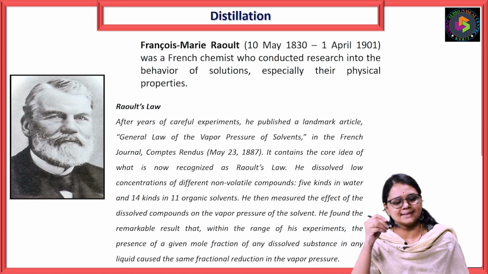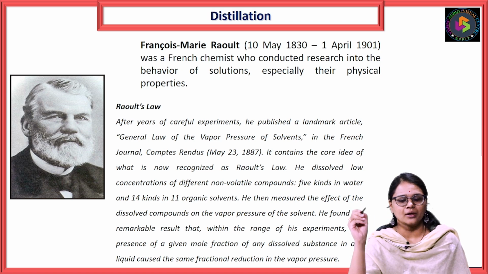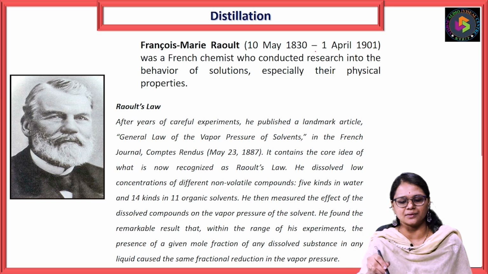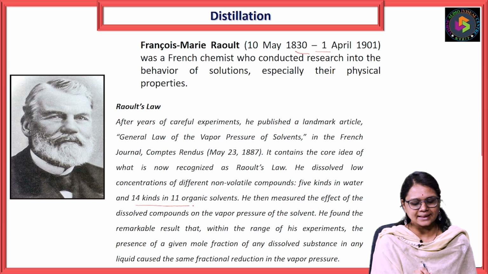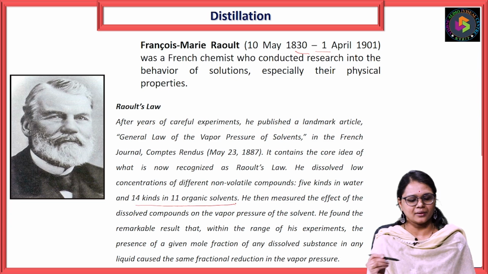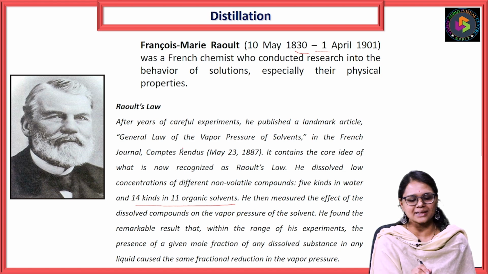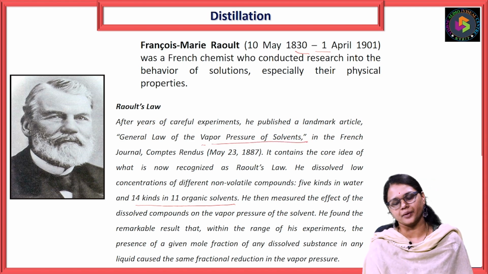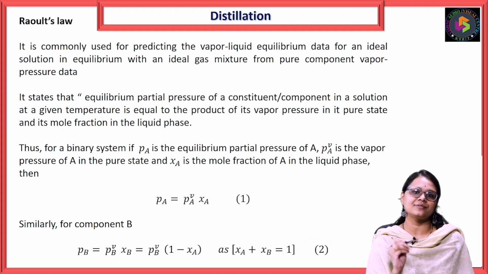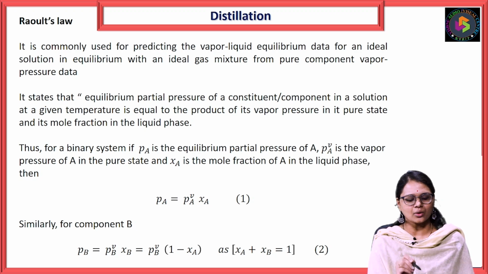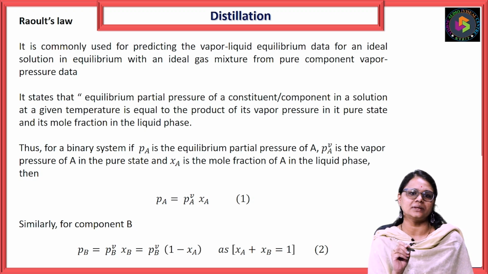So next, as we are talking about Raoult's law, Raoult's law was first introduced in 1830, where he conducted a set of experiments by taking 14 kinds in 11 organic solvents. By understanding these solvents, he generated various vapor pressure data. From this vapor pressure data across a various set of experiments, he developed a formula to understand how vapor pressure can be understood for a liquid system.